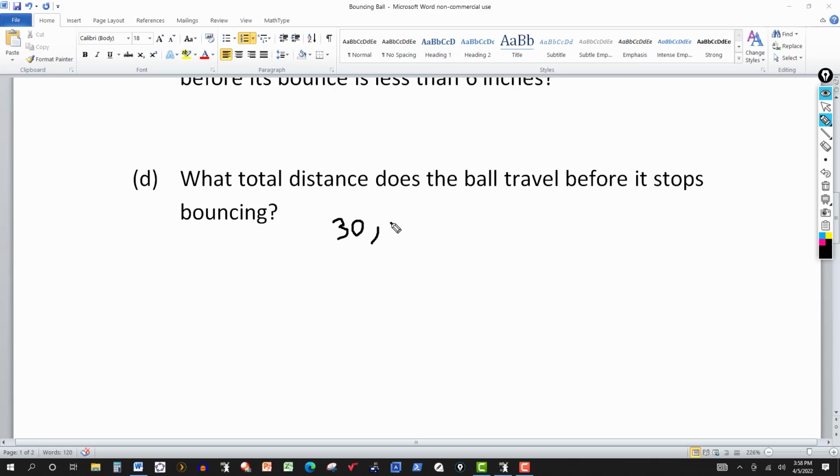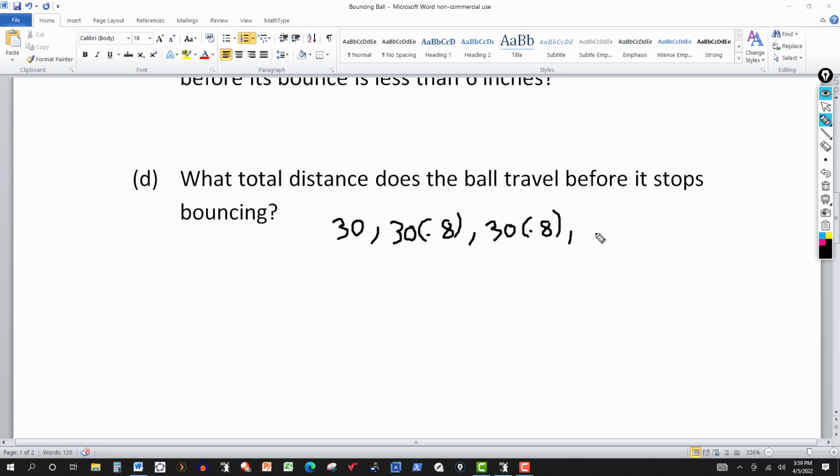And then it bounces up 0.8 of that. So I'm not going to multiply it, I'm just going to leave it in this format. 0.8. Okay, so it goes down 30 feet, and then it goes up 30 times 0.8 of that, or 24 feet. But then remember, it falls that same distance back again. So I have to put this one twice. So it falls 30, goes up 30 times 0.8, and then it falls down that same distance, 30 times 0.8.